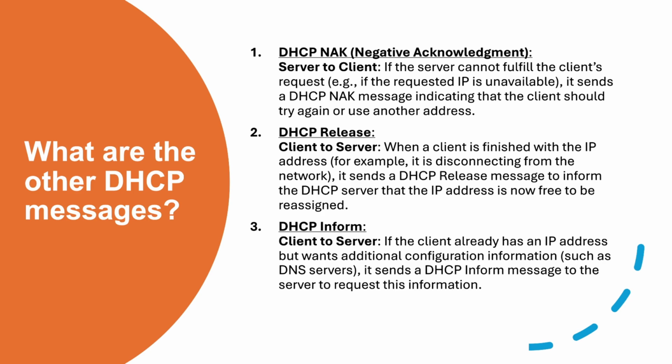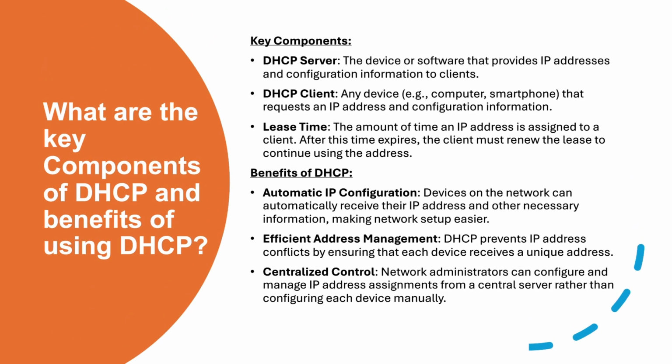Now, what are the key components of DHCP? So these are the DHCP server, DHCP client, and lease time. The DHCP server is the device or software that provides IP address and configuration information to the client. And the DHCP client is any device, for example computer, smartphone, that requests an IP address and configuration information. And what is lease time?